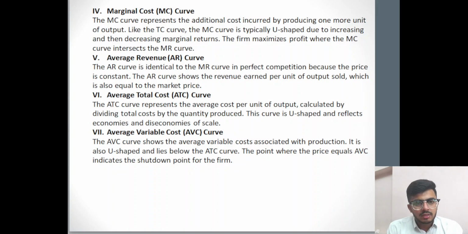The average revenue curve equals marginal revenue and market price. Average total cost, ATC, is U-shaped, reflecting economies and diseconomies of scale. Average variable cost, AVC, below ATC indicates the shutdown point.